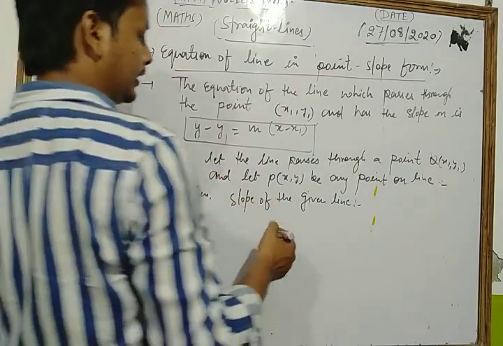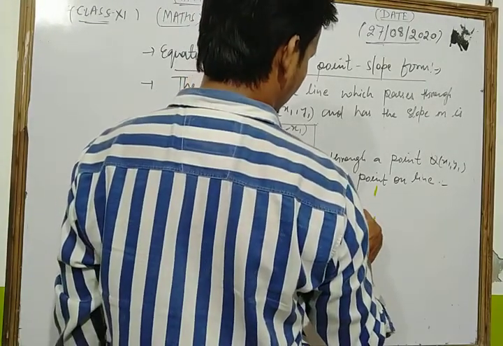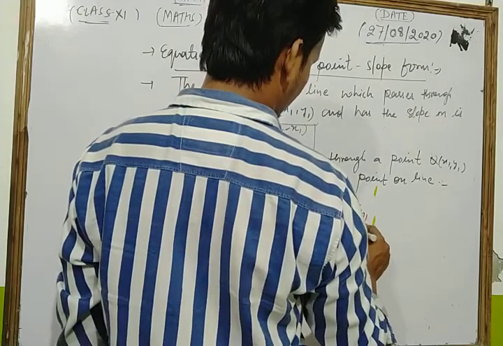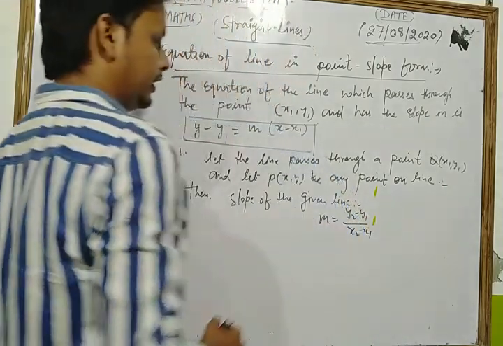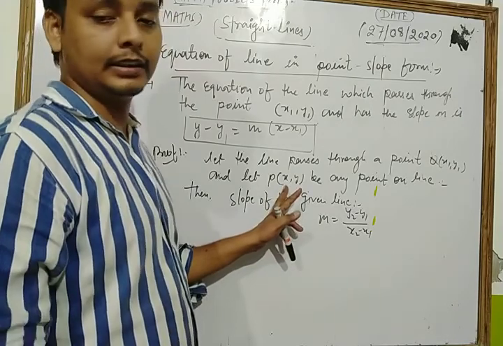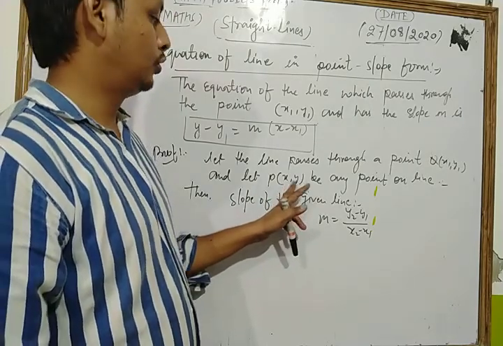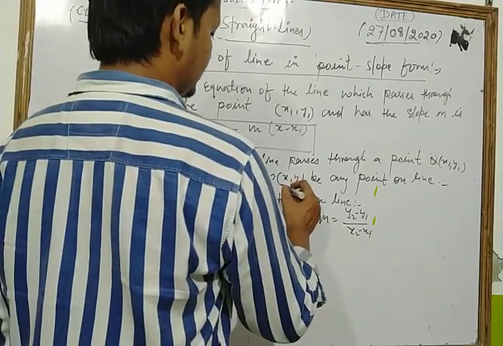Slope of the given line is what? m is equal to what? y2 minus y1 upon x2 minus x1. So here we take x1, y1 and let us take x2, y2.